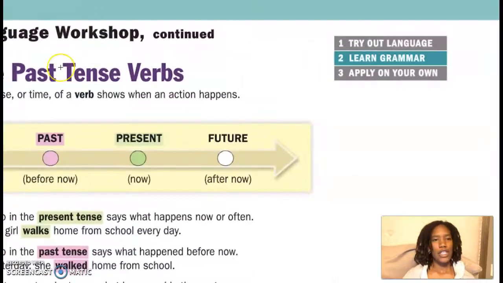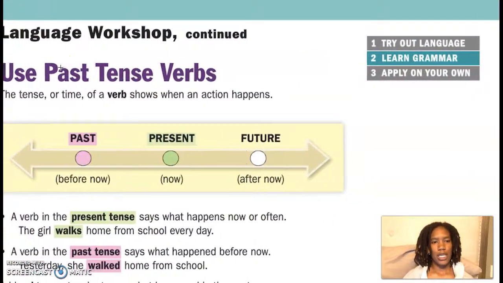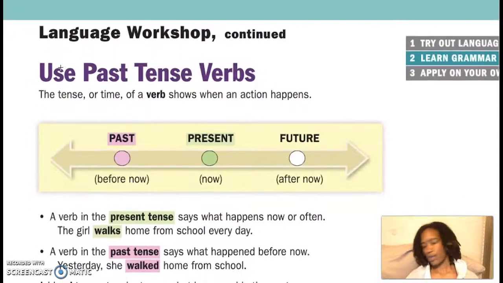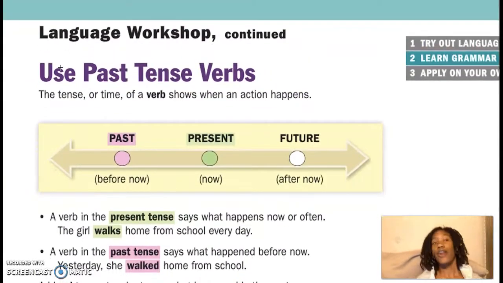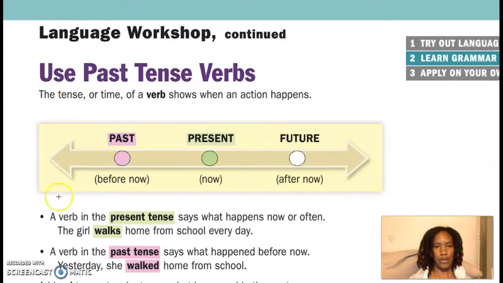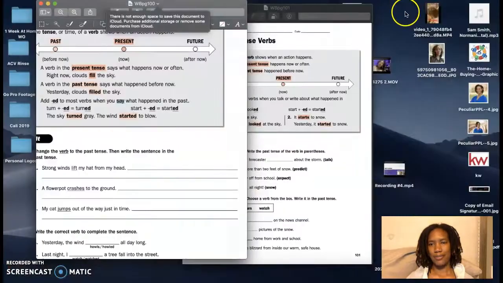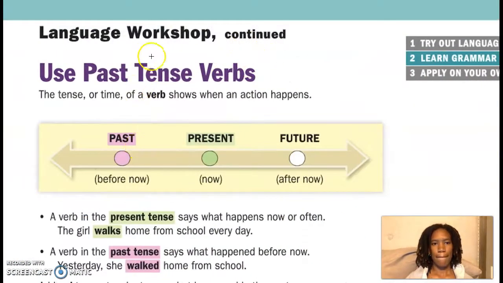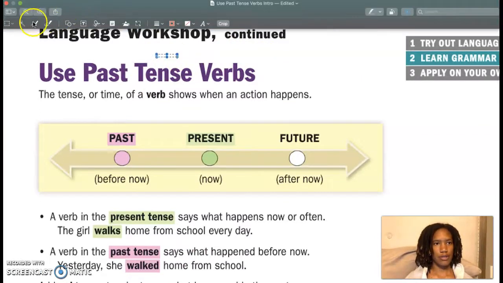All right. So this is page 246 in your book, and I know that you guys don't have your book, so it doesn't really matter, but let's get into it. Okay. Tense means time. What? Tense? No, that's not what I wanted to do. That's what I wanted to do.